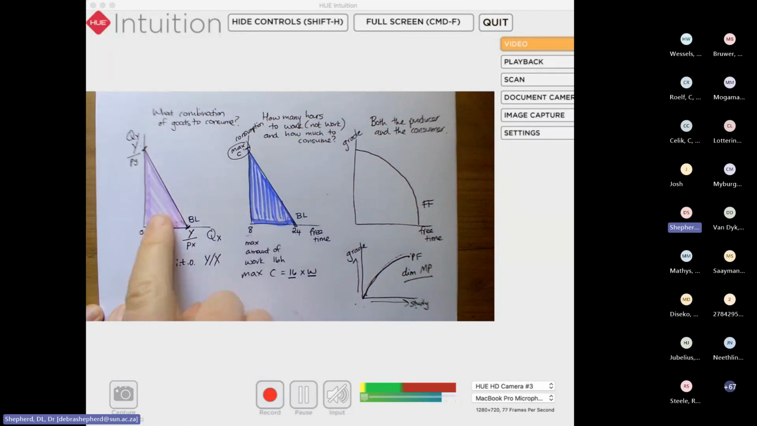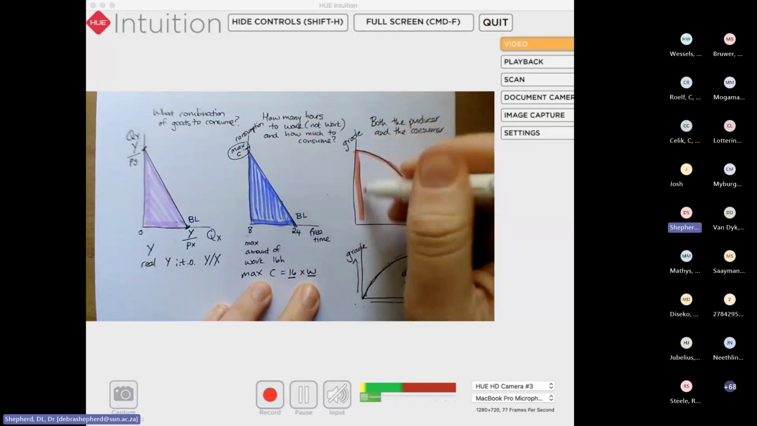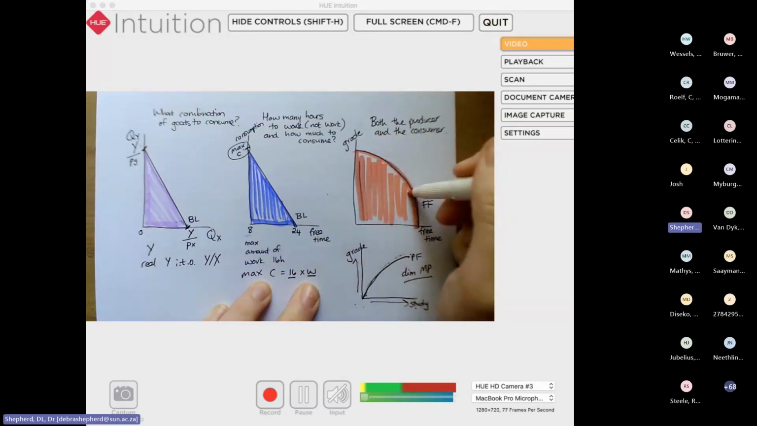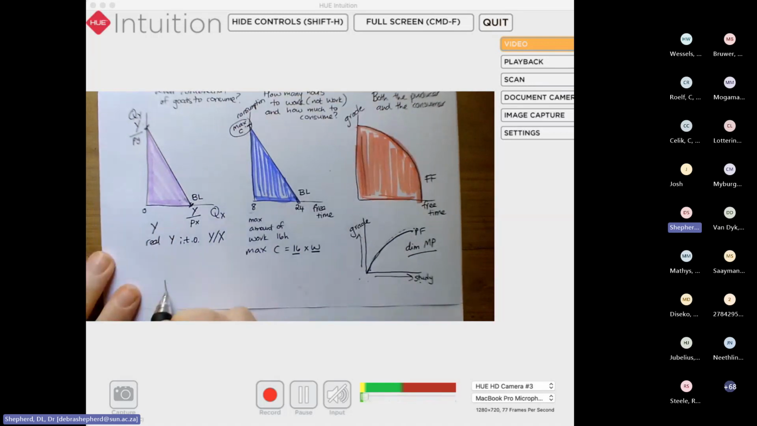And exactly like these two feasible frontiers, this represents all possible combinations of free time and marks that you could achieve. So what the feasible frontier tells us, so feasible frontiers tell us what is possible. So they give us what is possible.